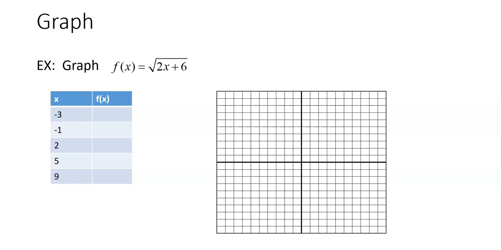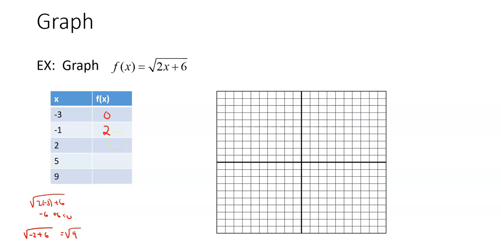So I pre-chose some values for x that I know are going to work. So let's put in a -3. 2 times -3 plus 6. 2 times -3 is -6, plus 6 is 0. So if I put in a -3, I get out 0. If I put in a -1, 2 times -1 is -2, plus 6. 6 minus 2 is 4. Square root of 4 is 2.